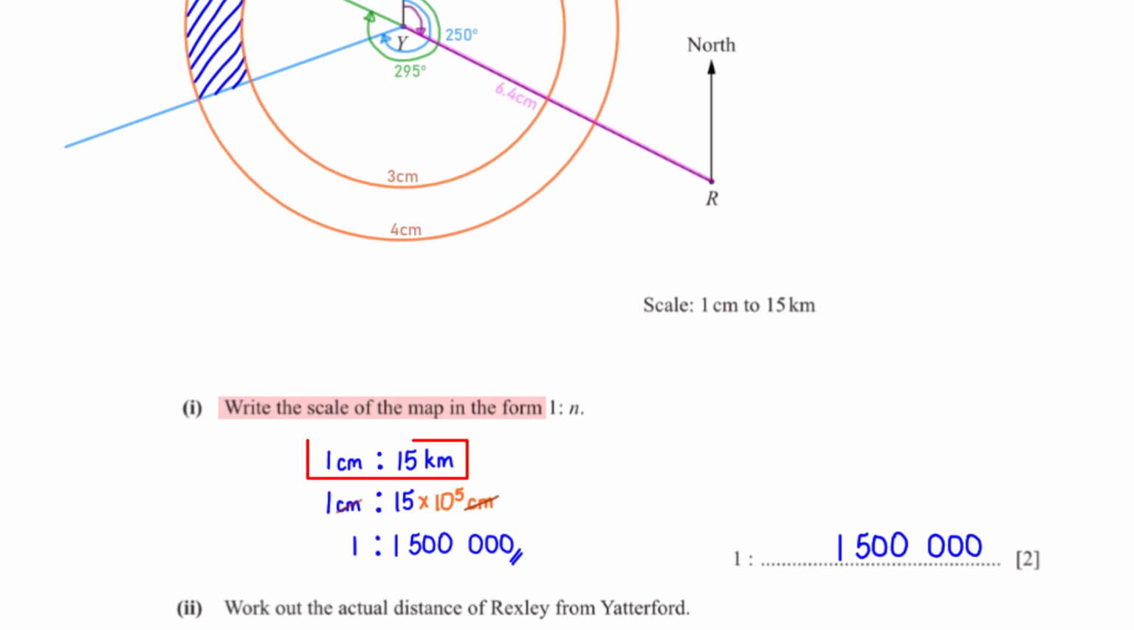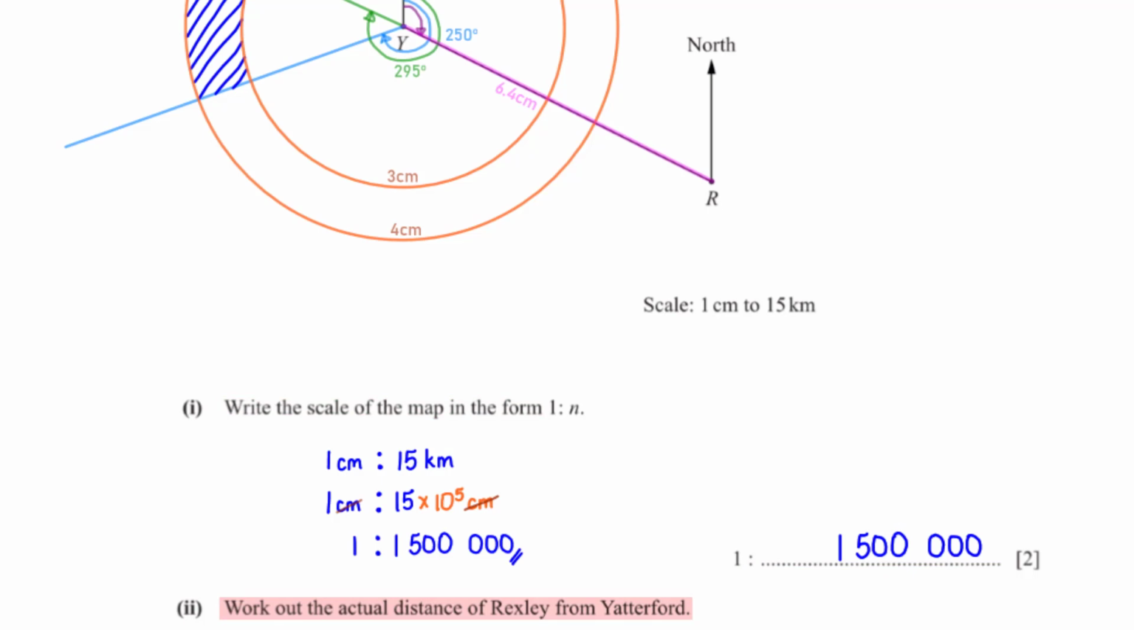We've been given the scale to be 1 centimeter is to 15 kilometers. To convert 15 kilometers to centimeters, we multiply 15 by 10 raised to the power 5. 15 times 10 raised to the power 5 is 1,500,000. So we have 1:1,500,000.